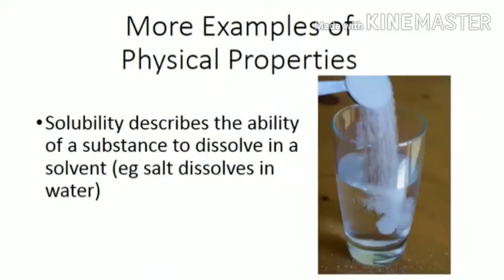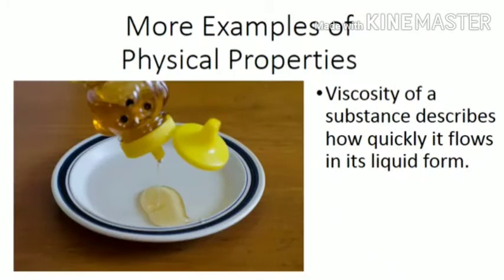Now, let us come to more examples of physical properties, like solubility. That is, the ability of a substance to dissolve in a solvent. Solubility has also been discussed. This is also a physical property. Then viscosity. Viscosity is a property that describes how quickly a substance flows in its liquid form. Understood? So this is viscosity. Water has less viscosity than honey. The change of state of matter, as discussed before, is a physical change.